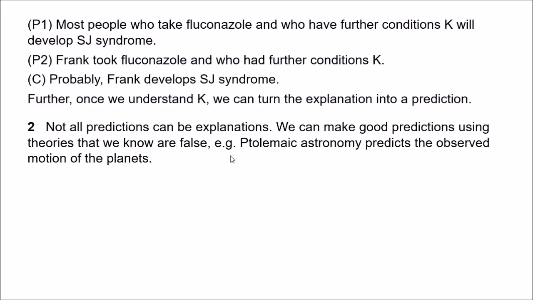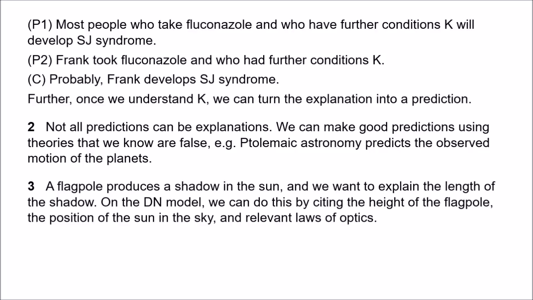A rather more serious difficulty is posed by cases which show that the deductive-nomological model is not sufficient for explanation. So we have a case that fits the deductive-nomological model, but is not an explanation. A classic example here is the flagpole. Say we have a flagpole and it produces a shadow in the sun, and we want to explain the length of the shadow. Well, that's fairly straightforward. We cite the height of the flagpole, the position of the sun in the sky, and certain laws of geometric optics, and then we deduce the length of the shadow. Okay, that's fair enough. That's a perfectly fine explanation.